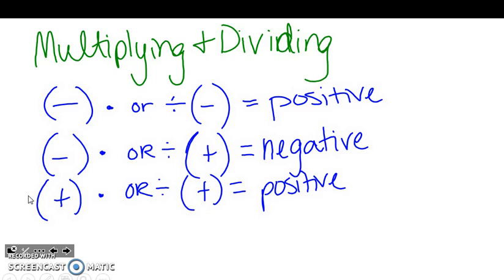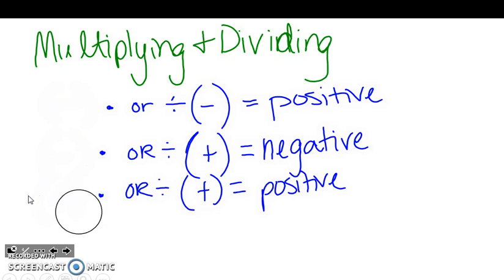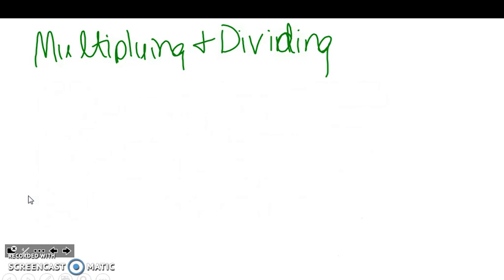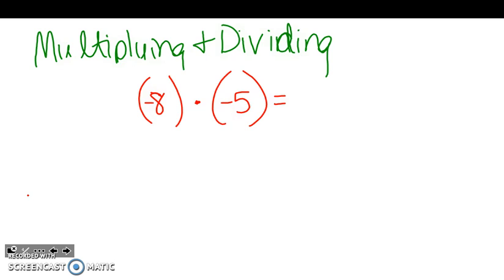So make sure you have all those rules written down. You can pause the video if you need to. Okay, make sure that you have all those written down. And then let's do a few examples. So if I have negative 8 times negative 5, they're both negative, so negative times a negative is a positive, so then all I need to know is 8 times 5 is 40. So I should get a positive answer.